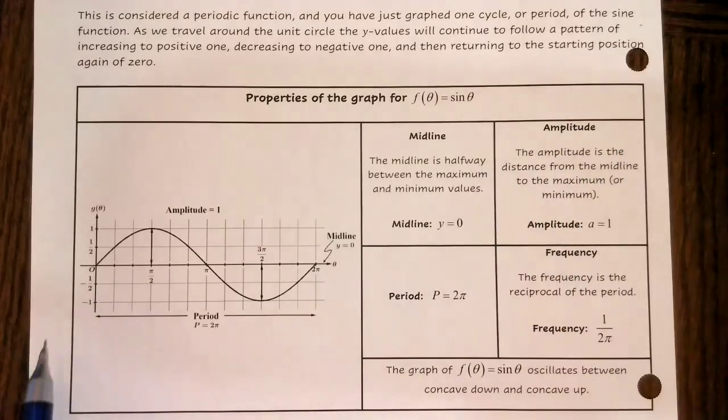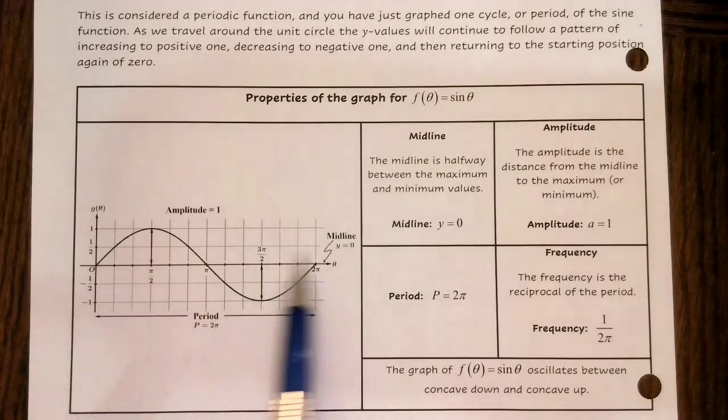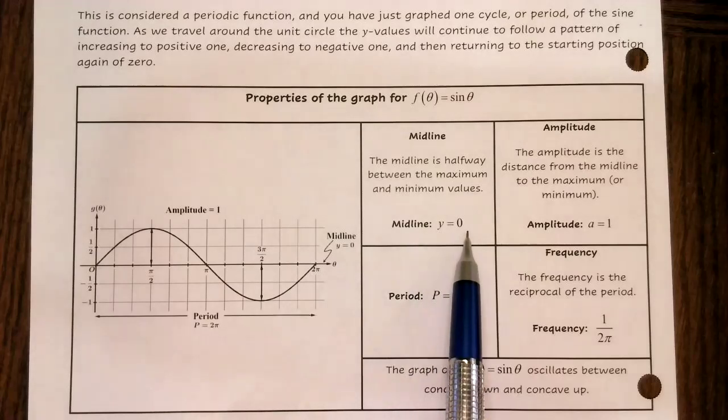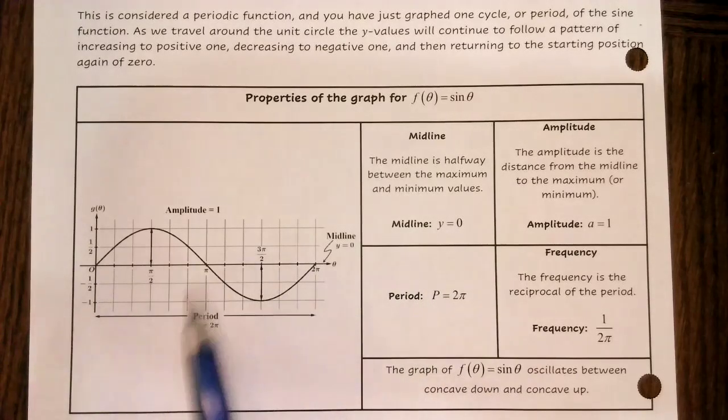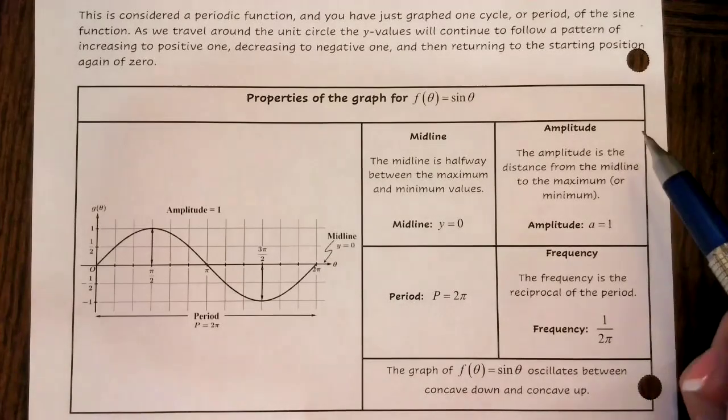The midline is the halfway between the maximum and minimum values. So it's this line right here. In this case, it is the x-axis. That's going to be our midline. So we call that y equals 0 because it is a horizontal line. So you should have the y equals there, and the y value there is 0.